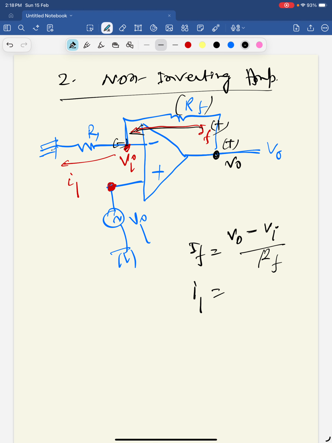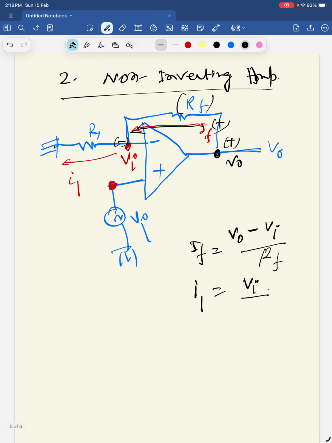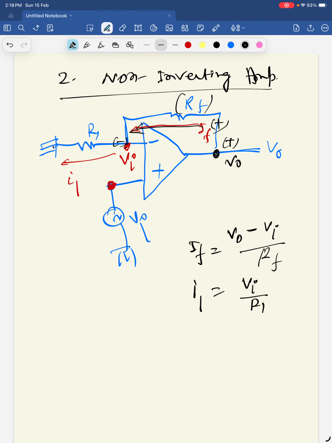This voltage minus this voltage, divided by R1. So this voltage is Vi and this is 0, so no need to write it, it is grounded by R1. Now this current IF is coming inside this node and this current is going out. So that means this is positive. If incoming is positive, then outgoing is negative.